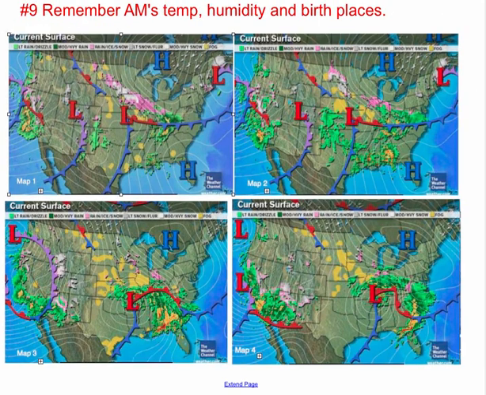Number 9, air mass temperature, humidity, and birthplaces. It's going to tell you this area is going to be dominated by cold temperatures, probably lower humidity because it looks like it's continental, because that's its birthplace. Versus down here, it's going to be warmer, probably more humid coming off the Pacific Ocean, okay, and warmer.